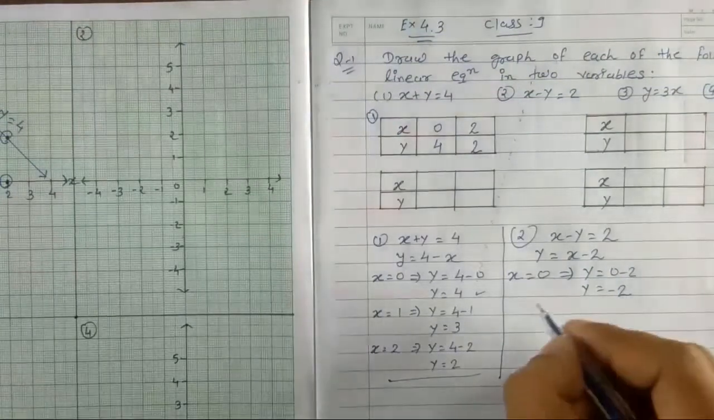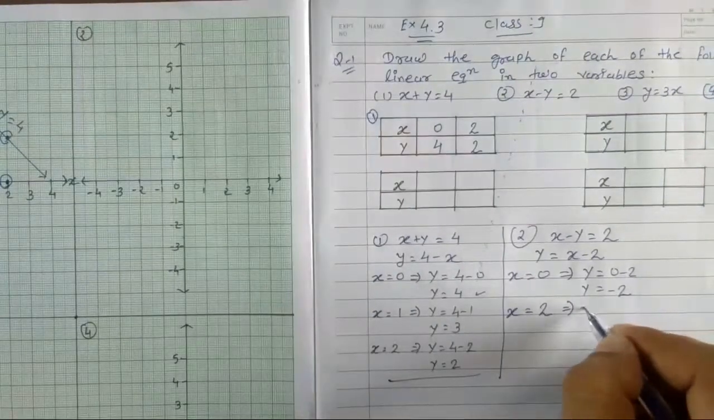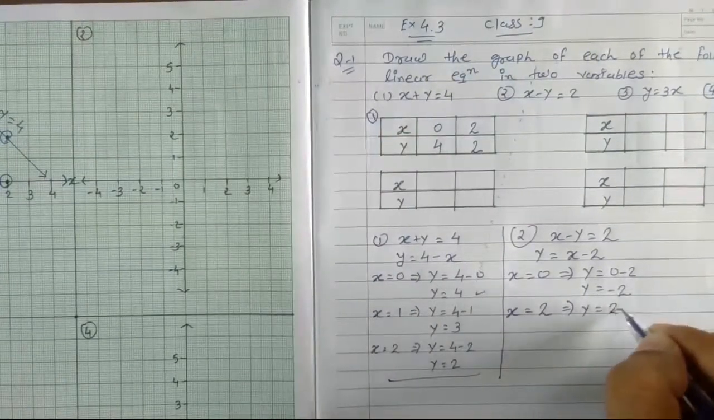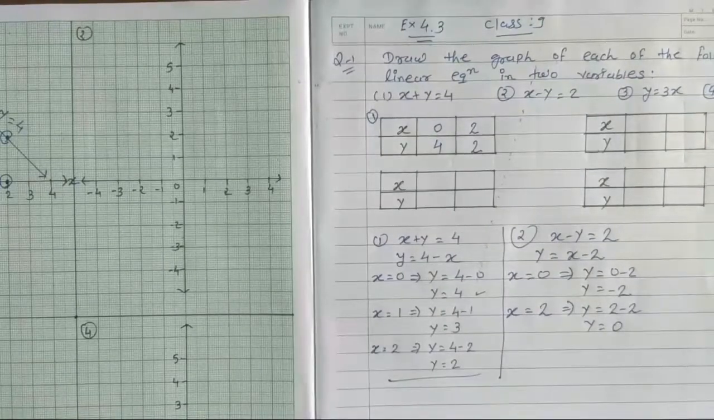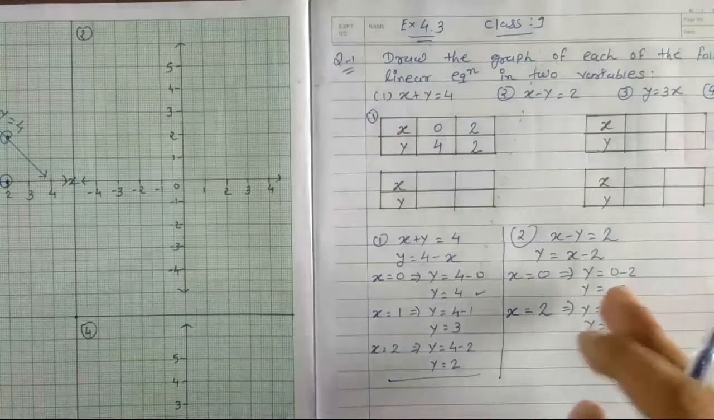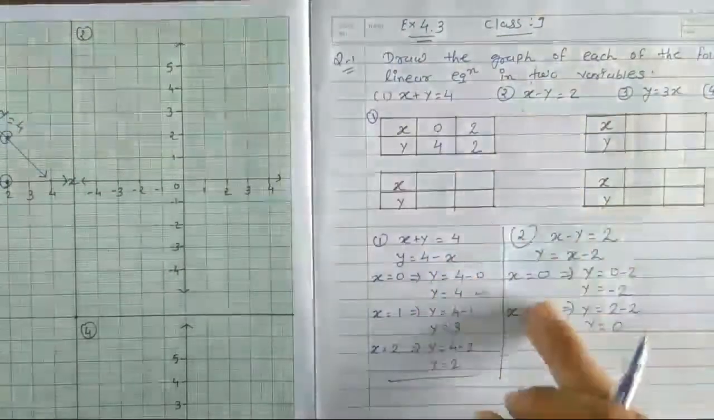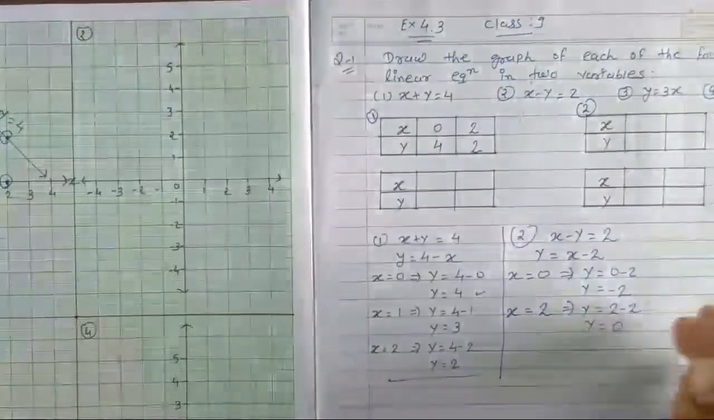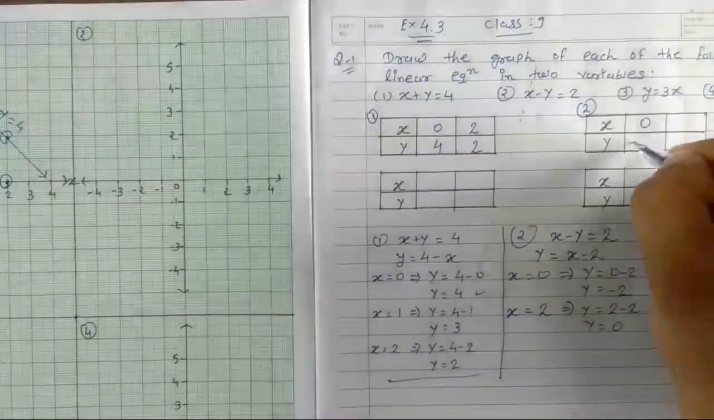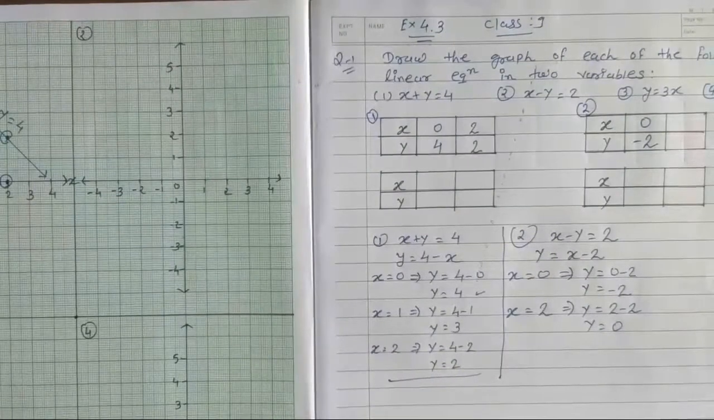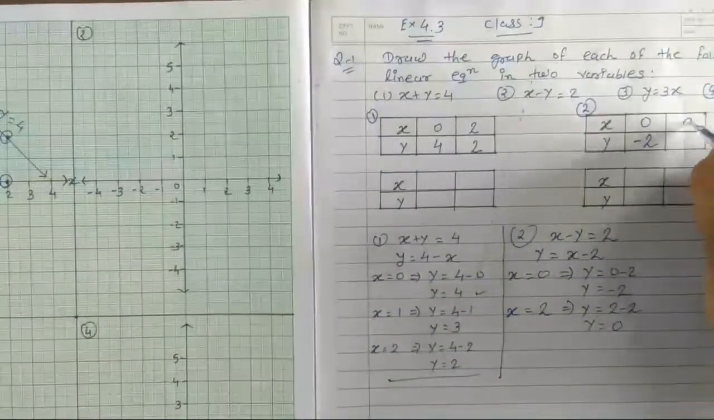Now if x is equal to 2, at that time the value of y is equal to 2 minus 2, that's why y equal to 0. So these are the values of our x and y coordinates for the second linear equation. In the second table we can write: when x is equal to 0, y is equal to minus 2, and when x is equal to 2, y is equal to 0.